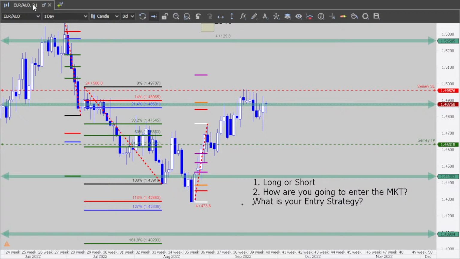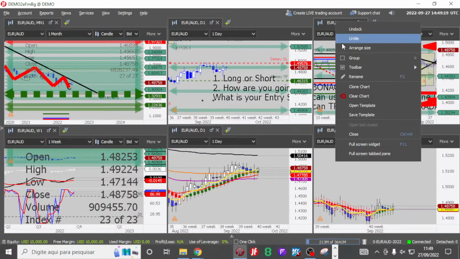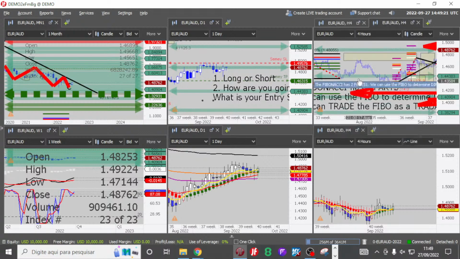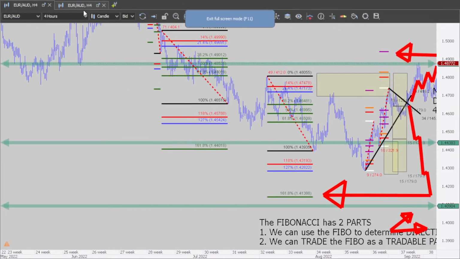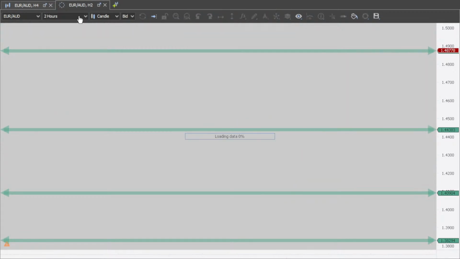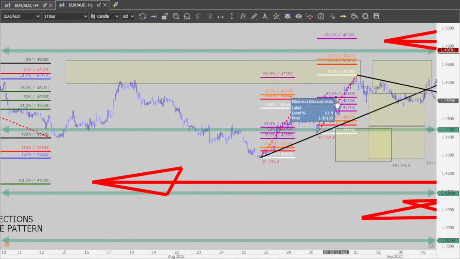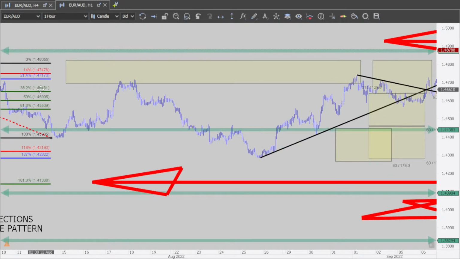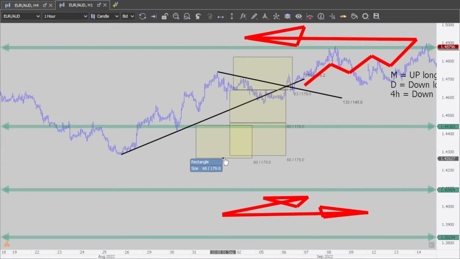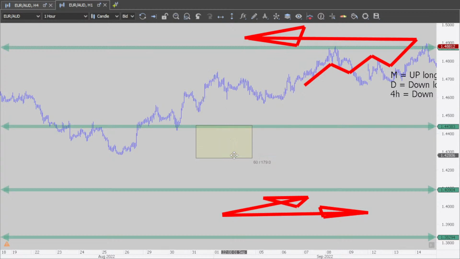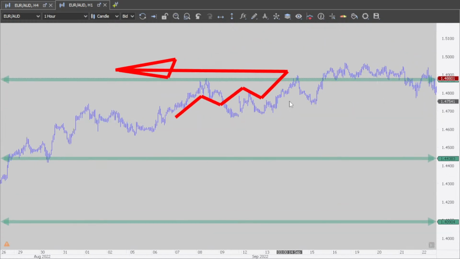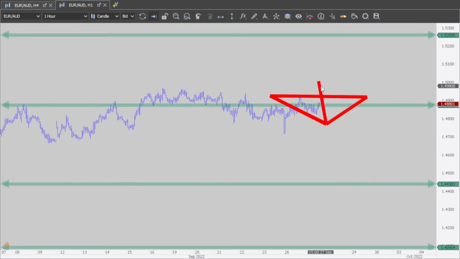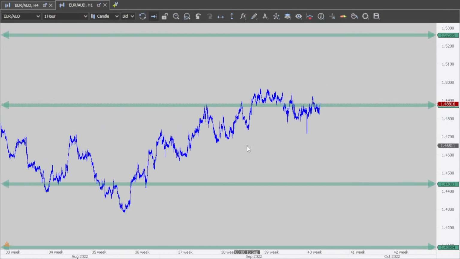Dancy, 1 hour chart. Okay, how are you going to enter, Dancy? Clone chart, Euro AUD, 1 hour chart, most of the things out. Julius, what is your entry strategy? How are you going to enter? Dancy, what is your entry strategy? How are you going to enter? Simi, where is the price that you have entered?